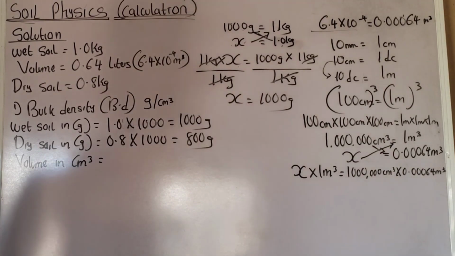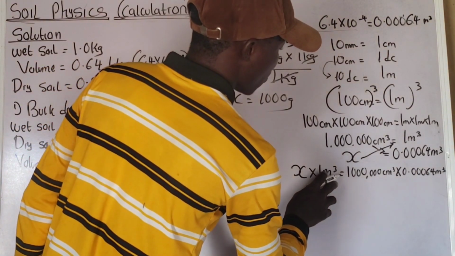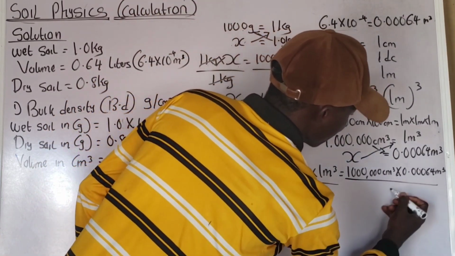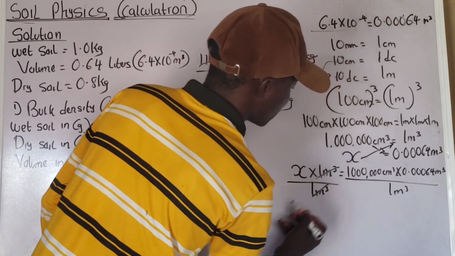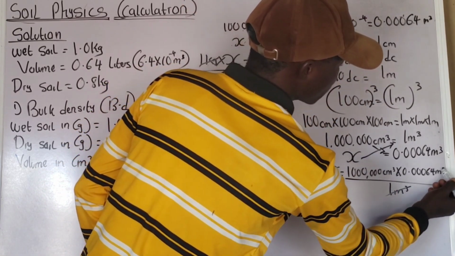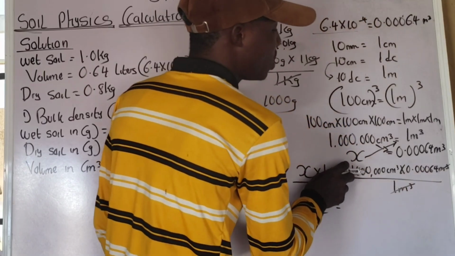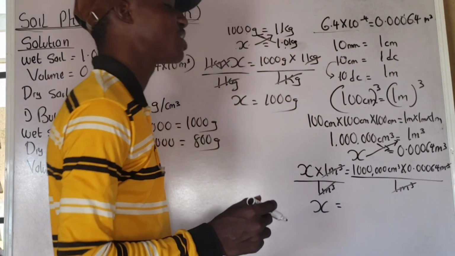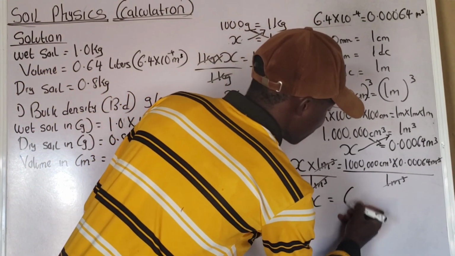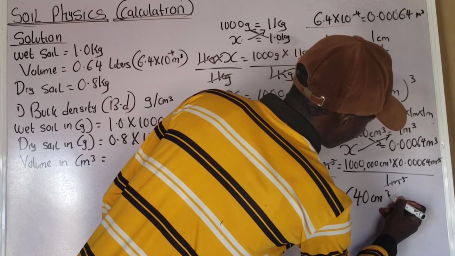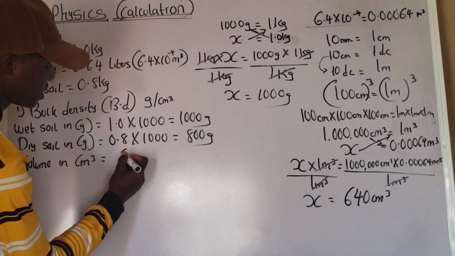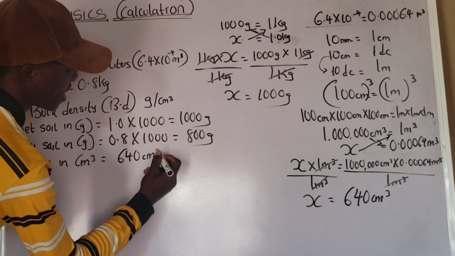The next step is to divide both sides by 1 meter cube. This cancels, so I'm left with x equals, and the meter cube cancels here too. So I'm left with 1 million centimeter cube multiplied by 0.00064. What's the answer? That will give us 640 centimeter cube. If you punch your calculator, you're going to have this. Hence, the volume in centimeter cube is 640 centimeter cube. Do you understand?